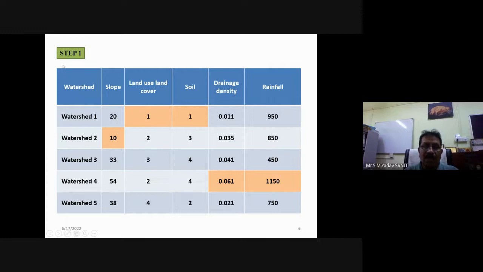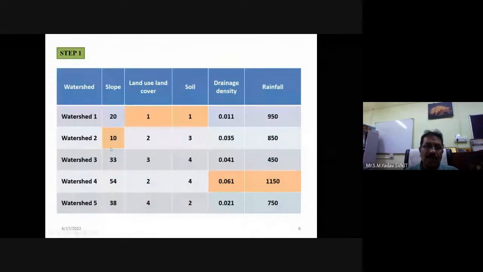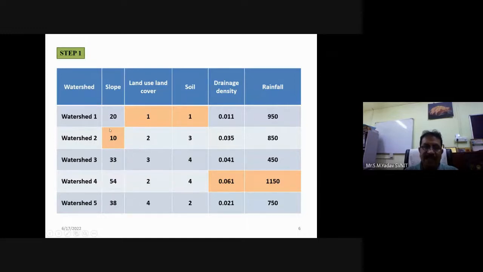Now you have to convert this table or this data into normalized data. To do the normalization, I hope all of you know the meaning of normalization. You have to convert the data to values between 0 and 1, not exceeding 1. Where other values are more than the hazardous value, the hazardous value is divided by the value of that particular cell. Suppose you want to normalize the slope column: 10 divided by 20, 10 divided by 10, 10 divided by 33, 10 divided by 54, and 10 divided by 38.